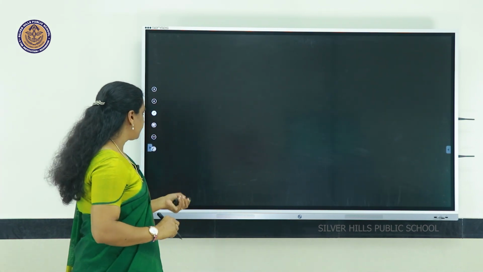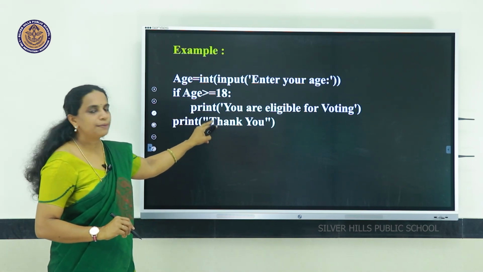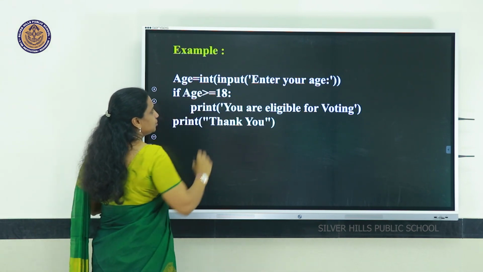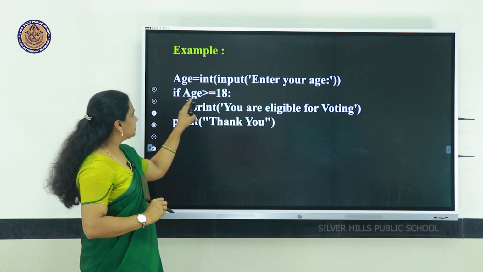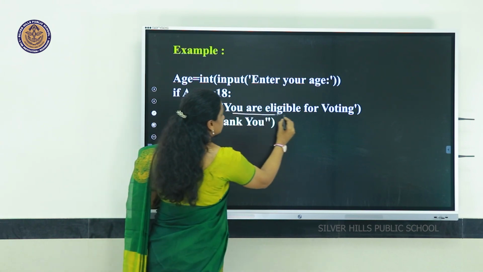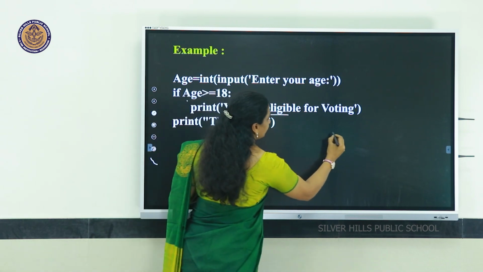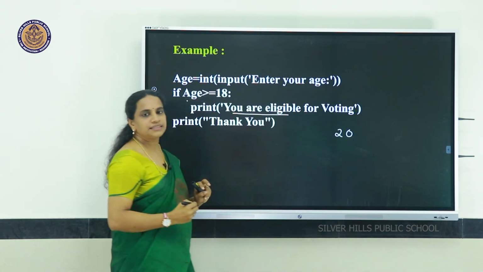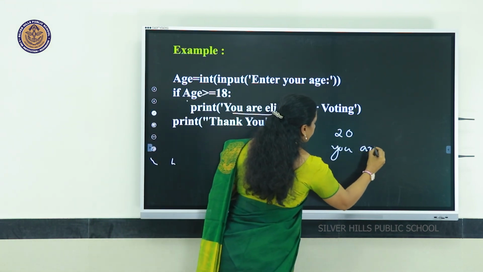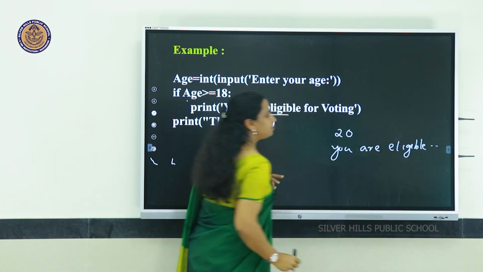Just to go through this example, as I said earlier, I want to check whether a particular person is eligible for voting. Now, I can write like this: age is equal to input the age, then you can check if age is greater than or equal to 18, then you can print the appropriate message, you are eligible for voting. Now, suppose you have inputted age as 20. What will be the message it prints? You will get the answer: you are eligible for voting.